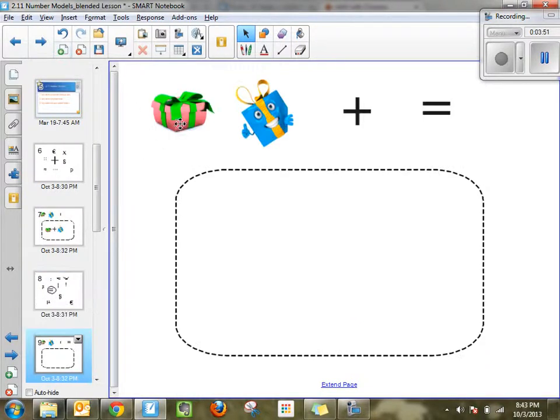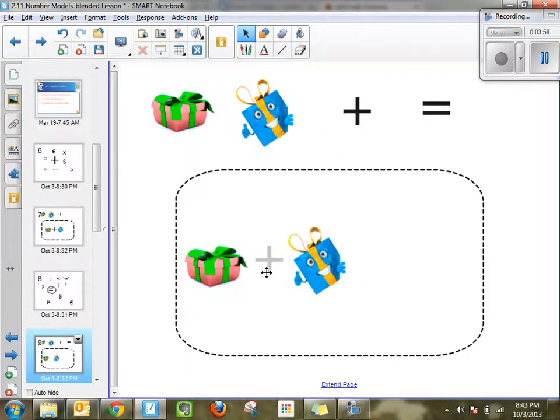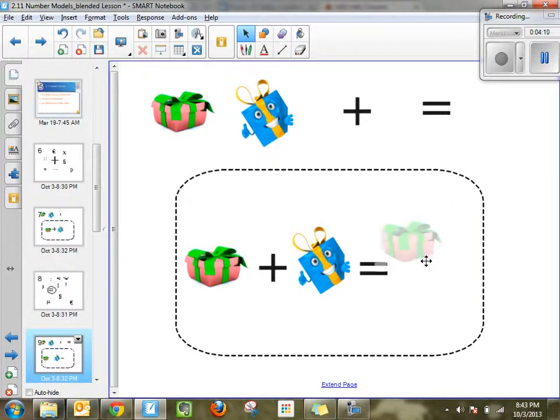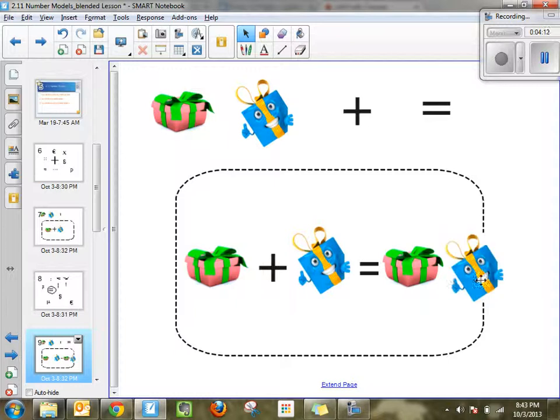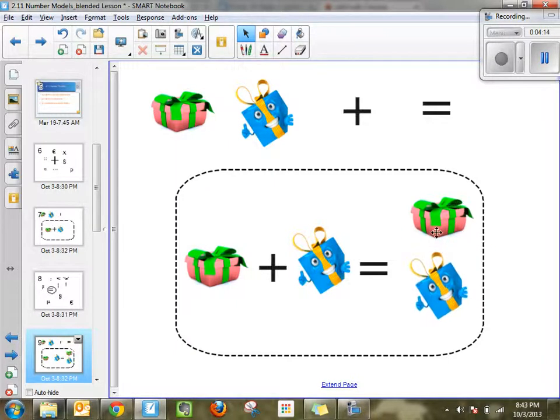So back to our problem. Earlier you saw we had girls had one present, boys had one present, and we wanted to combine these together and see how much they had together. So that's why we decided to use a plus sign. So you can see here I got pink plus one blue for the boys. Now that we've talked about our equal sign, now we can figure out what the answer is. So those of you that said 2, you are correct for our answer.